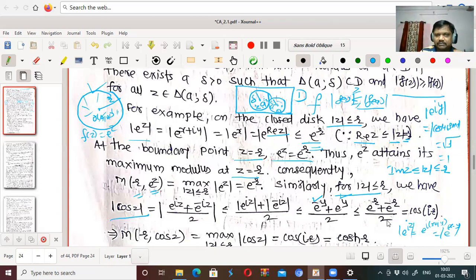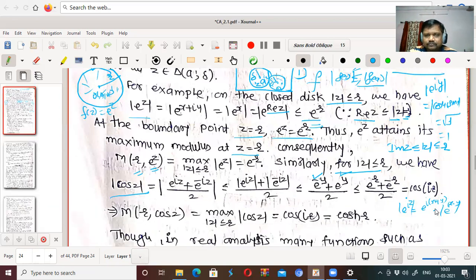This is equal to cos of ir. What is cos z? e to the power iz plus e to the power minus iz divided by 2. Multiplying that by i, you will get e to the power r, which means it is cos ir. This is just a formula. So what we obtain here is that mod of cos z is less than or equal to cos of ir.